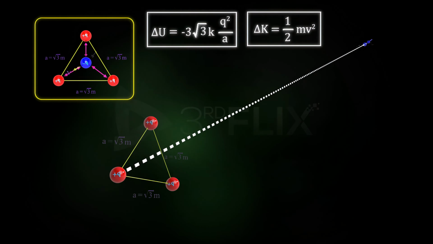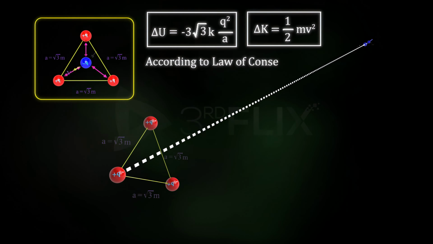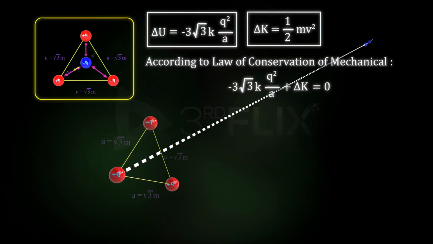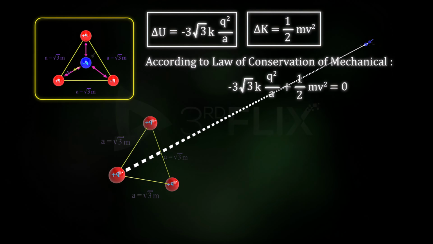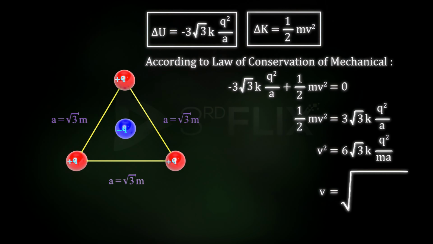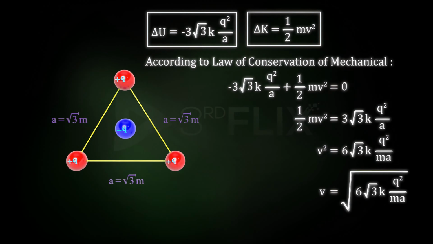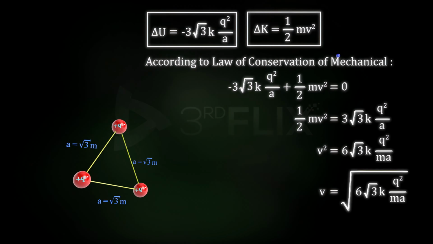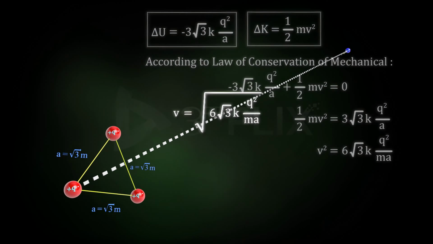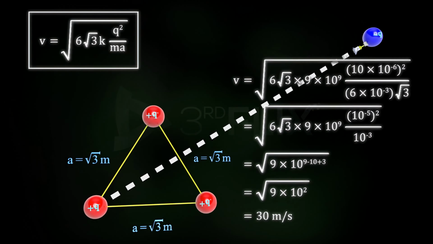Since there are no external forces acting on the system, according to the law of conservation of mechanical energy, the change in potential energy plus change in kinetic energy is 0. v is equal to the square root of 6 root 3 kq squared by ma. On substituting the values, we get the speed as 30 meters per second.